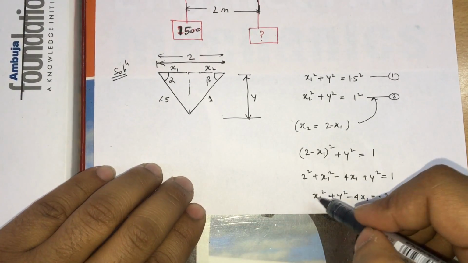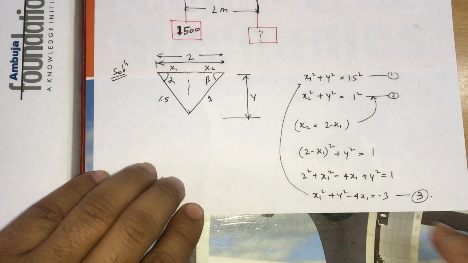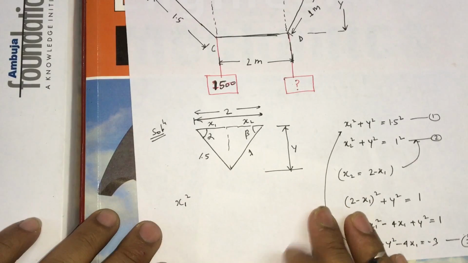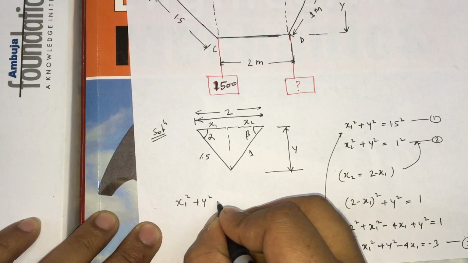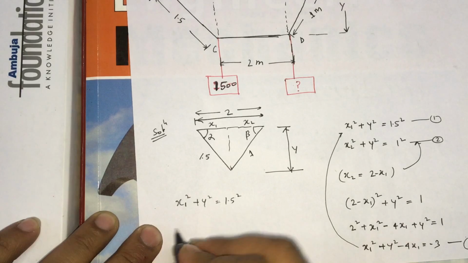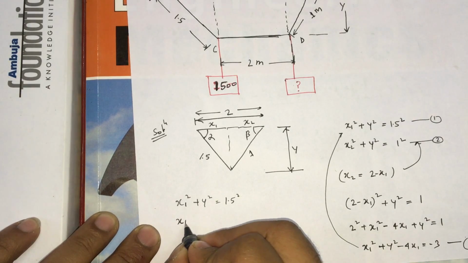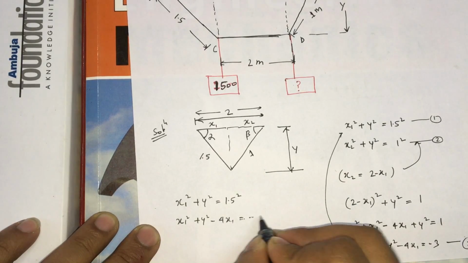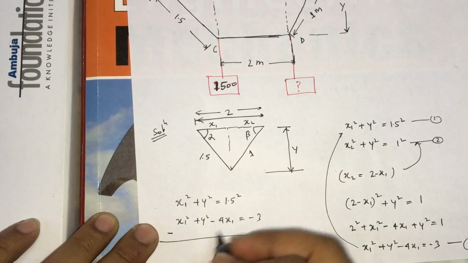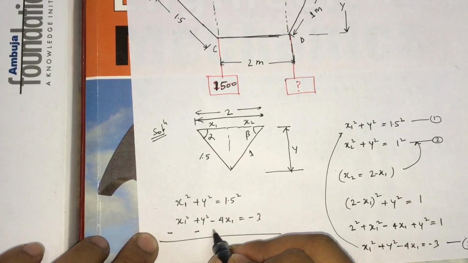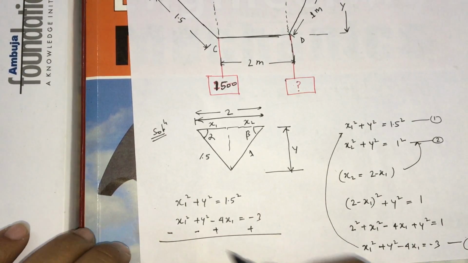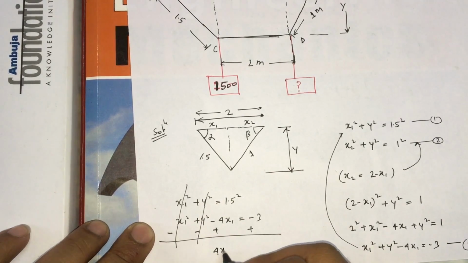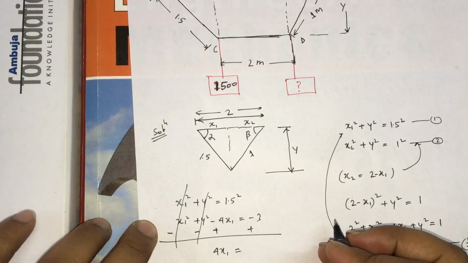Now we can add these two equations, number 3 and 1. So x1 square plus y square is equal to 1.5 square. From here, x1 square plus y square minus 4x1 is equal to minus 3. Now we can subtract these equations, plus and plus. So this cancels out and this also cancels out. Here it would be 4x1 is equal to 1.5.